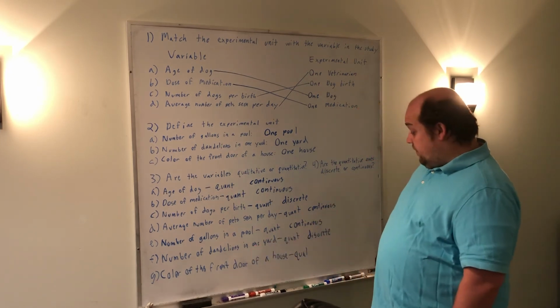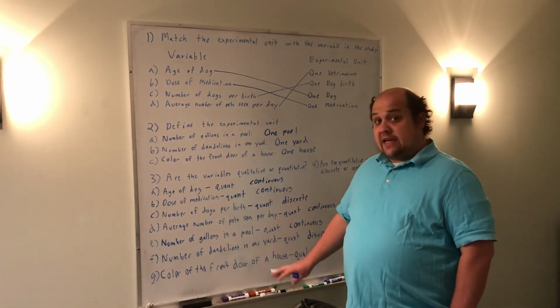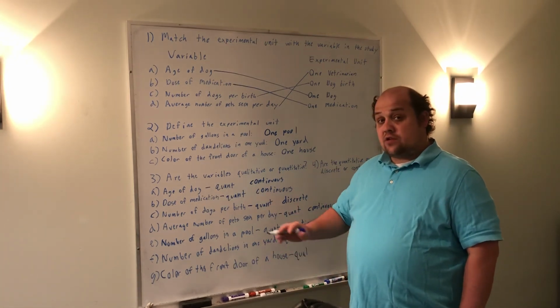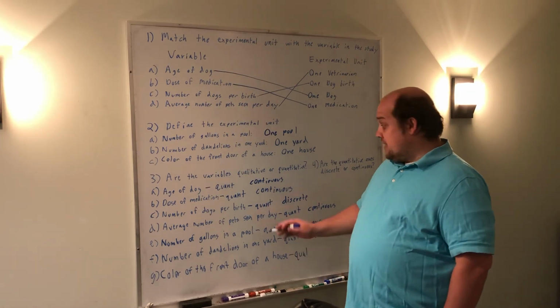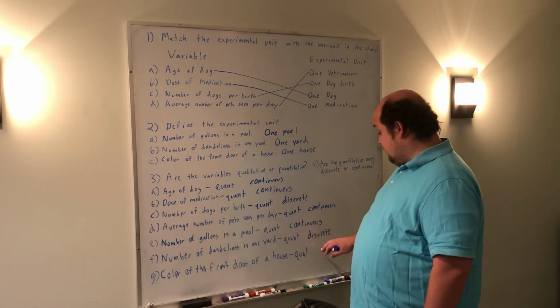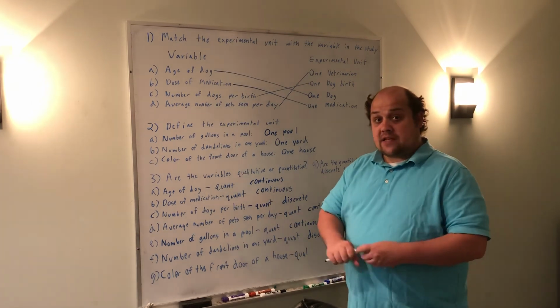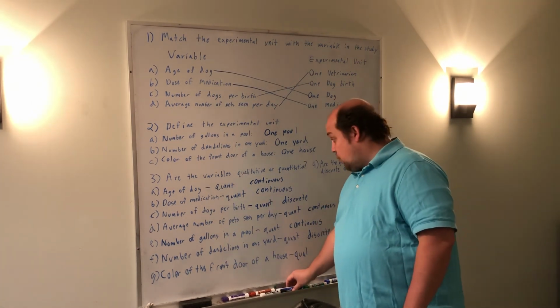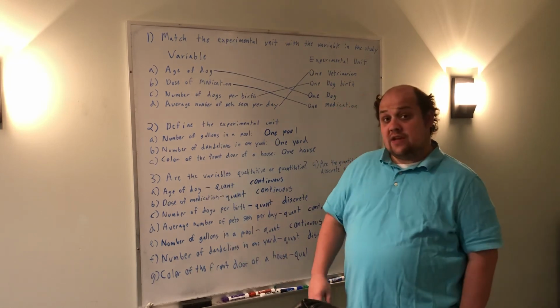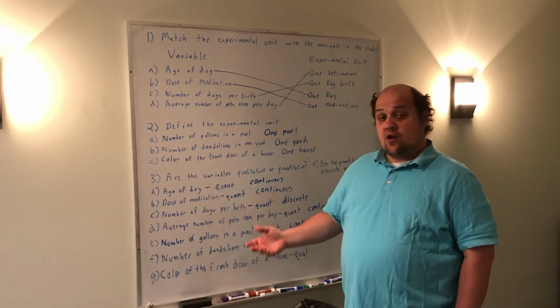Last one, color of the front door was qualitative. I don't need to distinguish continuous or discrete for qualitative. On the paper test that I usually give, I have students write neither here, but basically for what you need to know for this class, if it's quantitative, only then do you need to discuss whether it's continuous or discrete.